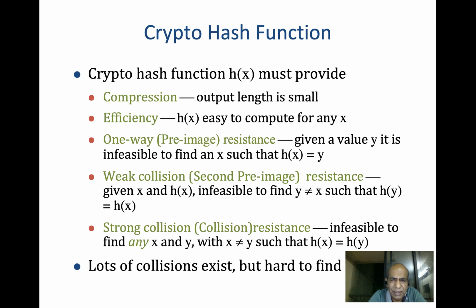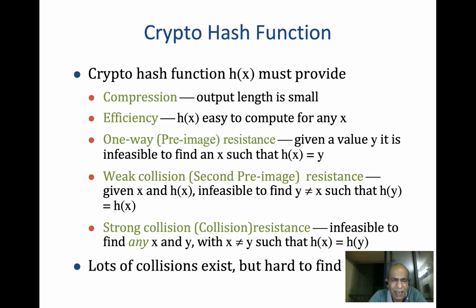The second important property is second pre-image resistance, or weak collision resistance. It reads something like this: given x and H of x, it is infeasible to find a y that is not equal to x such that H of y is equal to H of x. What does this mean? Think.